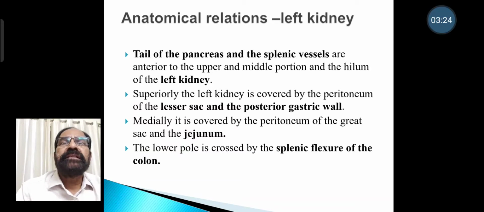Left kidney relations. The tail of the pancreas and splenic vessels are anterior to the upper and middle portions and hilum of the left kidney. Superiorly, the left kidney is covered by peritoneum of the lesser sac and the posterior gastric wall. Medially, it is covered by peritoneum of the greater sac and the duodenum and the jejunum. The lower pole is crossed by the splenic flexure of the colon.